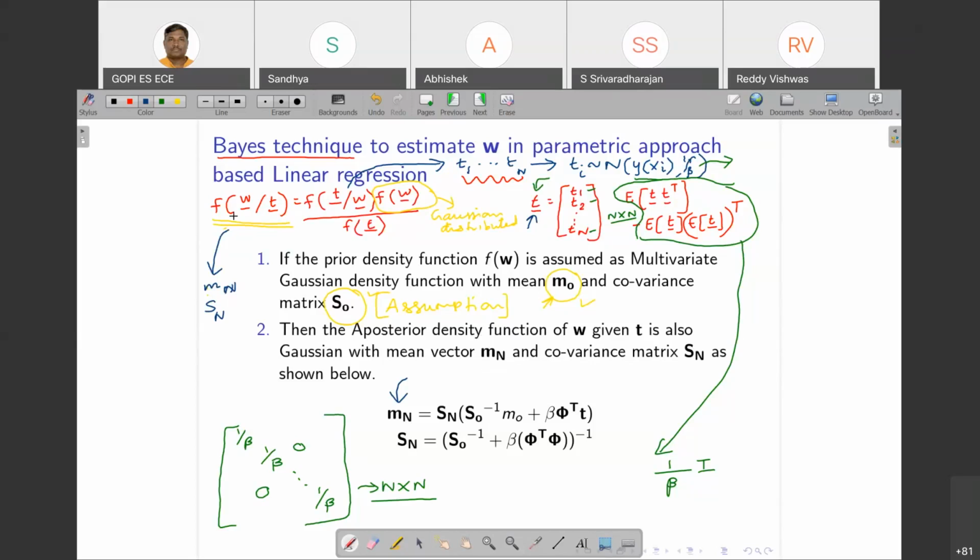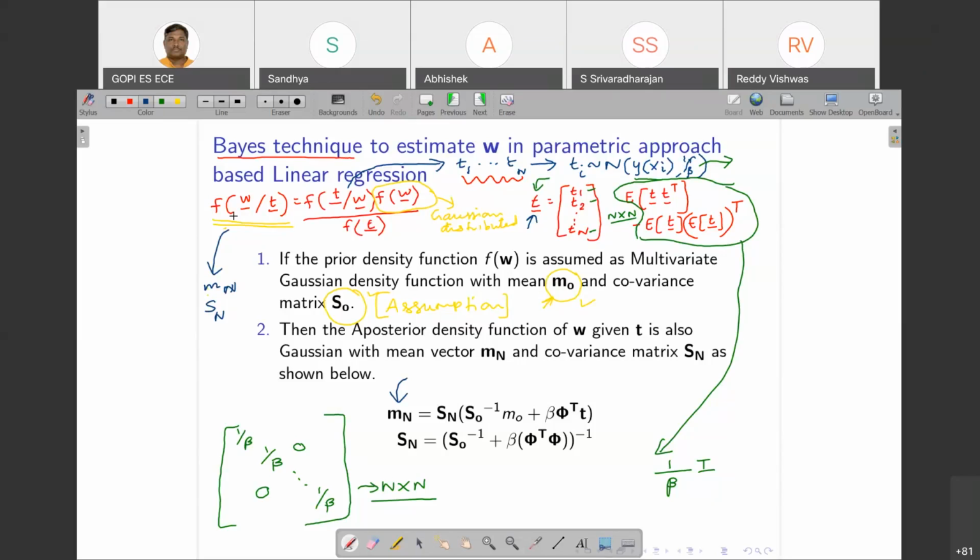And you know this variance is also coming into picture. It's coming because you have the term f of t given w, right? So that is having the density function, that is having the density function with mean what? Xi and variance is 1 by beta, and that is the reason this beta is coming into picture here.